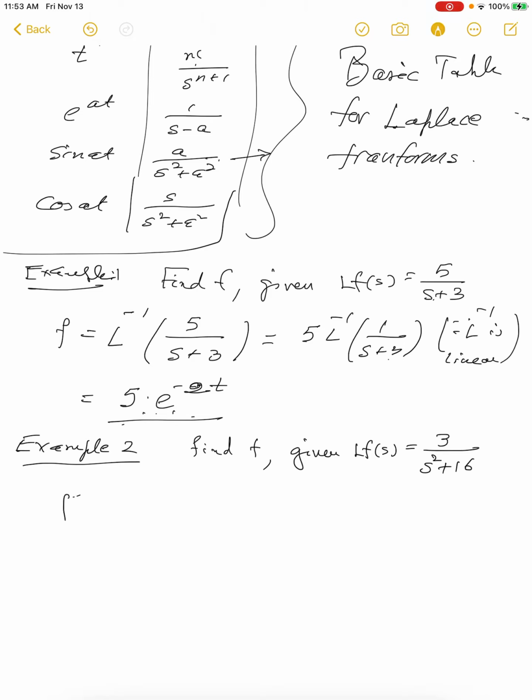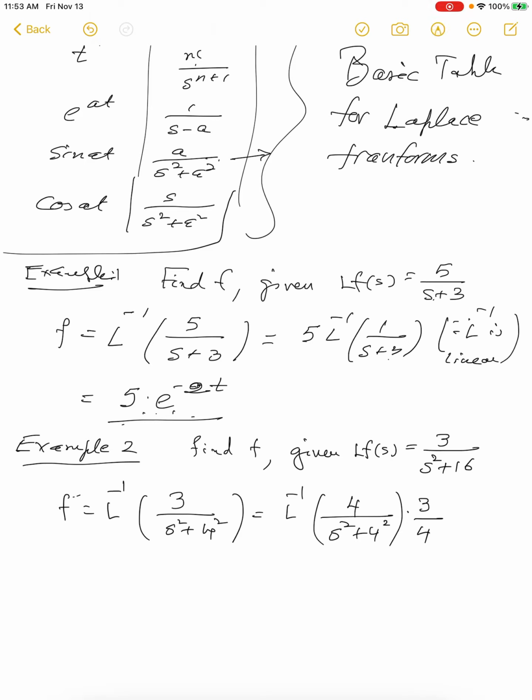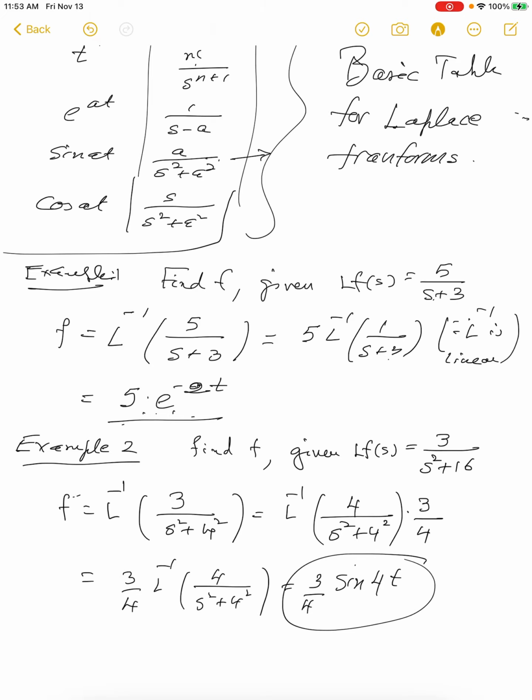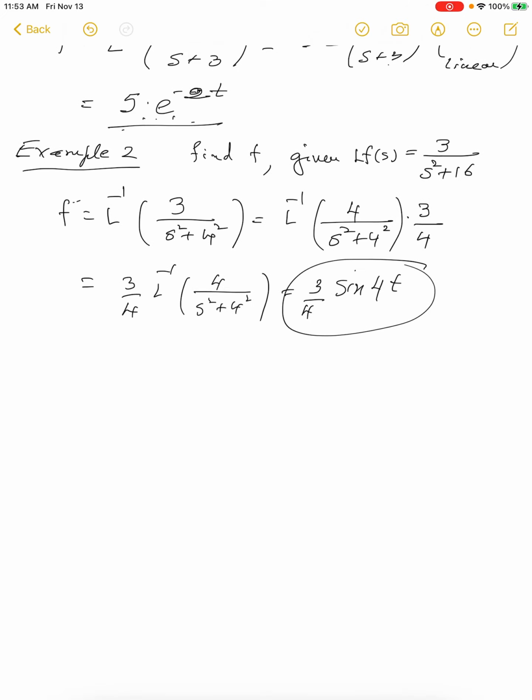You have 3 on the top, so you write it like this. This is L inverse of 3 over s square plus 4 square. So I want to write this as 4 over s square plus 4 square, and you multiply it by 3 by 4. Because now I can write the inverse transform. 3 by 4 is a constant that comes out. Then you can write the inverse transform of 4 over s square plus 4 square. That's sine 4t. Good.